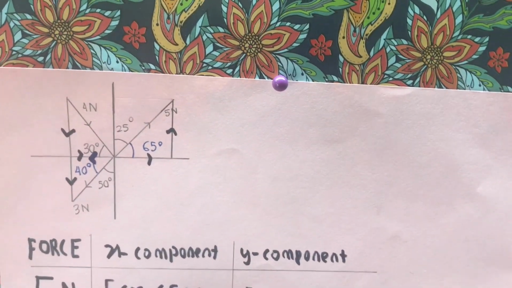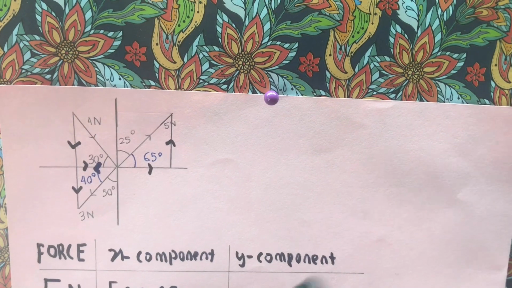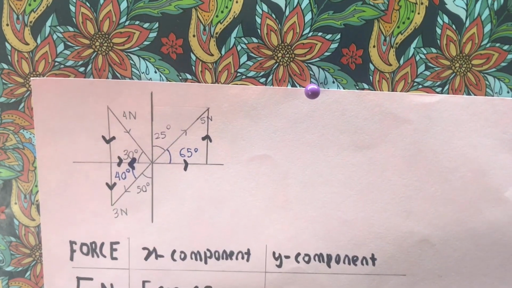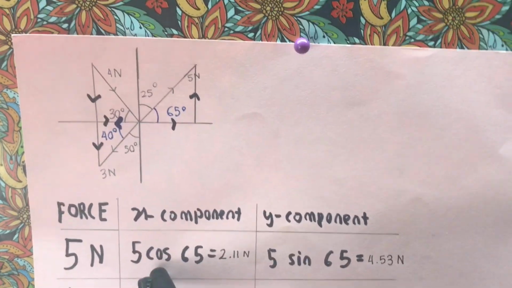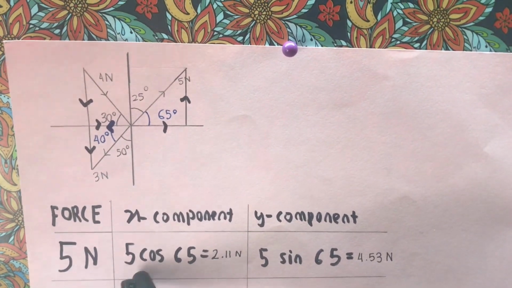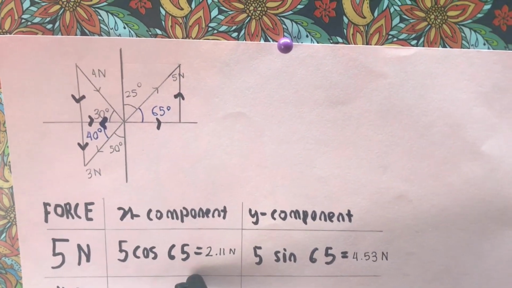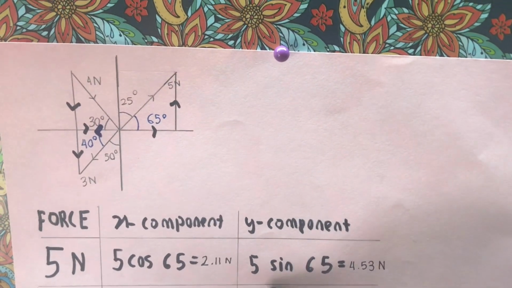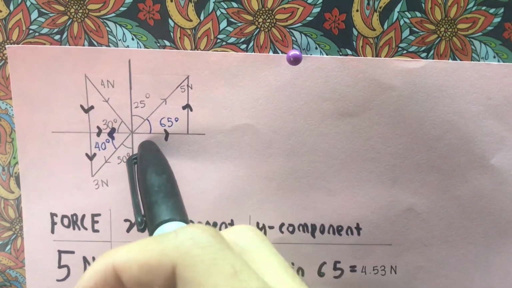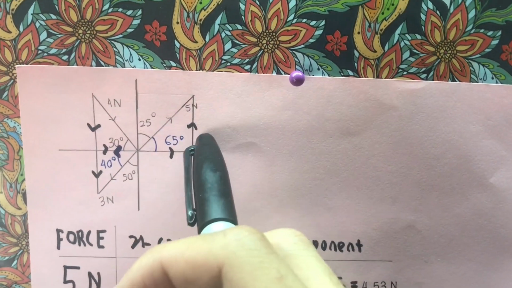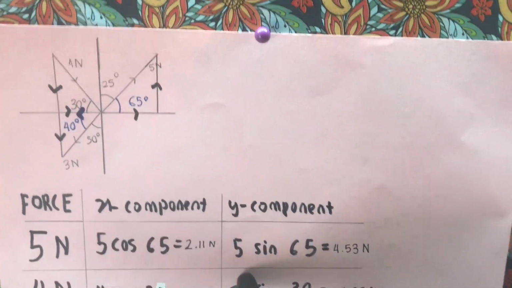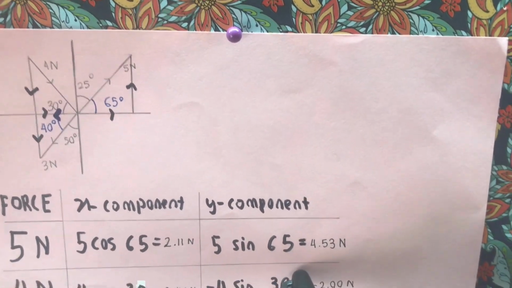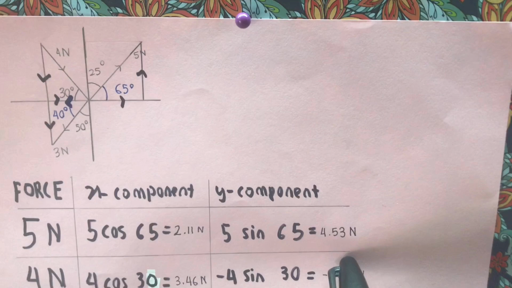Because the angle is not opposite to the x, we must use cos 65. So 5 cos 65, we got 2.11 Newton. And for the y component, since it's opposite, we must use 5 sin 65, equal to 4.53 Newton.